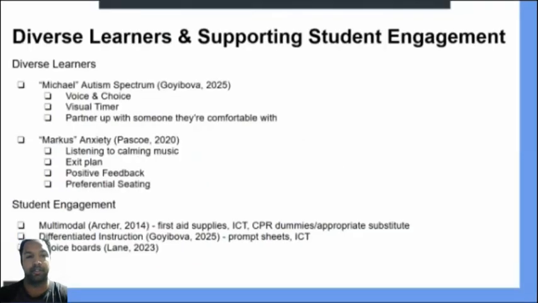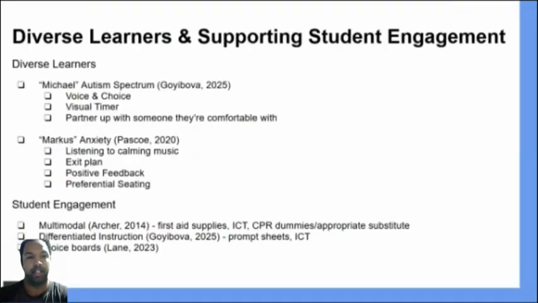For Michael, who was on the autism spectrum, I chose to rely on the voice and choice method. This gives him the ability to choose between two options that work well for myself and also his learning outcomes, while also engaging with him, allowing him to actively choose his learning options. Bova in 2025 found that by providing diverse learners with a choice, they feel included in the process, improving their engagement and their ability to learn.